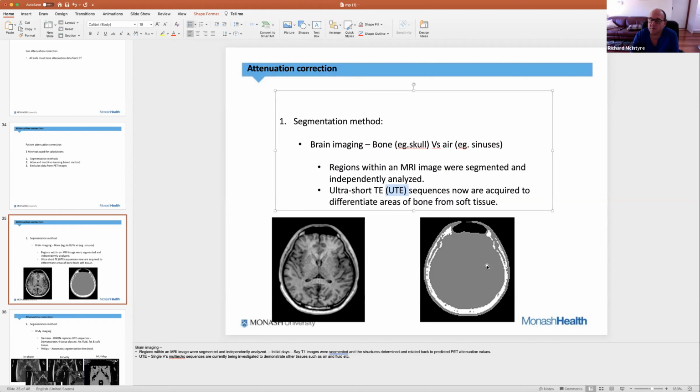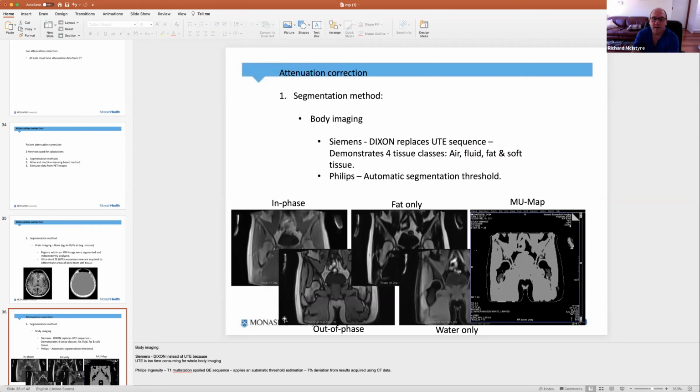So the mathematicians are able to work out how a radiation molecule can be emitted within that area or within that volume. Okay, that's mainly for the brain.